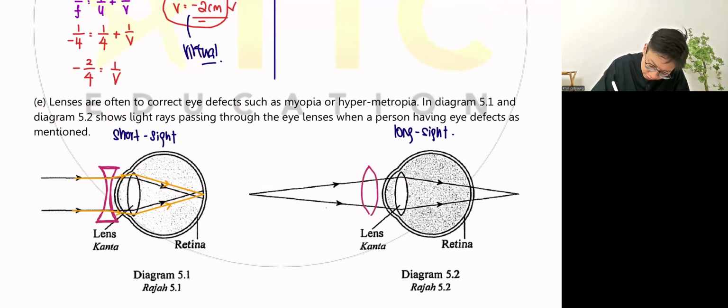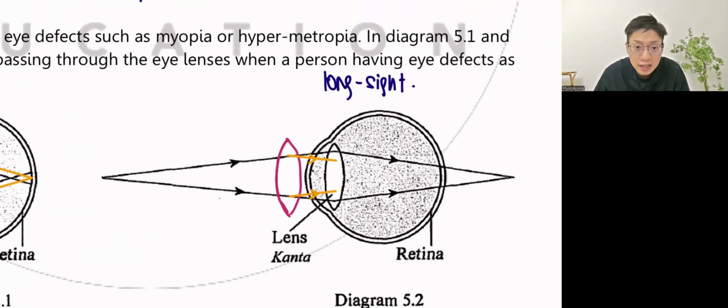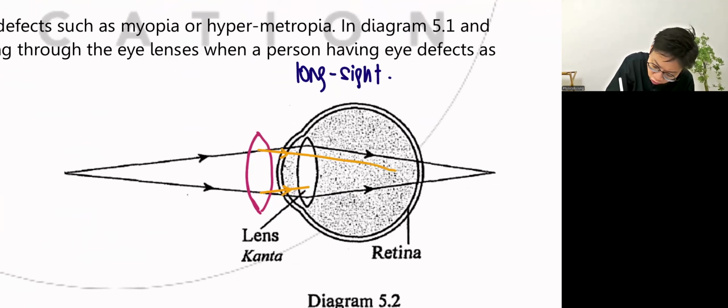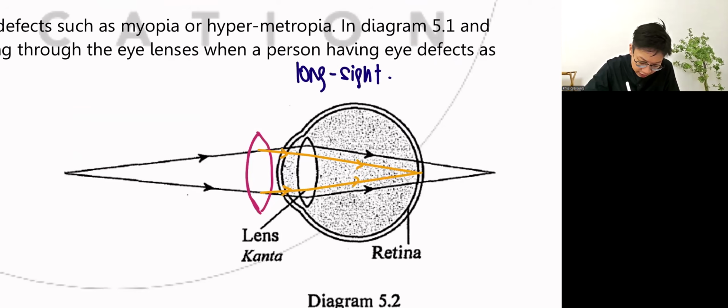convex lens. So how does a convex lens solve the problem? We put this in front of the eye. When the light reaches here, it actually converges first. Immediately when it passes through, it converges first, and then it further converges again. So it helps them to meet the light faster, allowing the light to meet slightly faster like that.